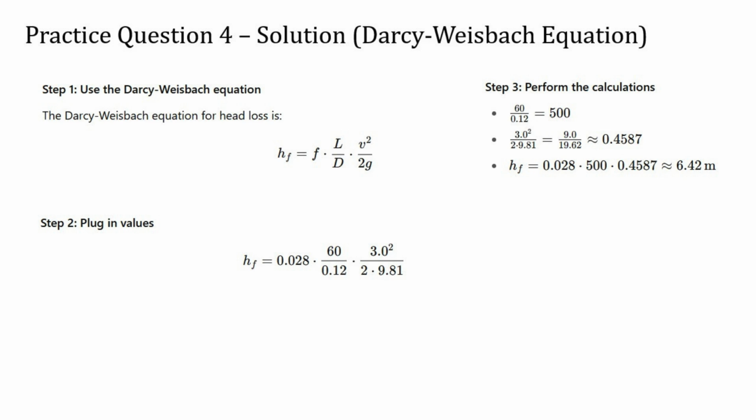This gives us approximately 0.4587. Now we multiply all the components: the friction factor, the length-to-diameter ratio, and the velocity term. This results in a head loss of approximately 6.42 meters. Therefore, the correct answer is option D.